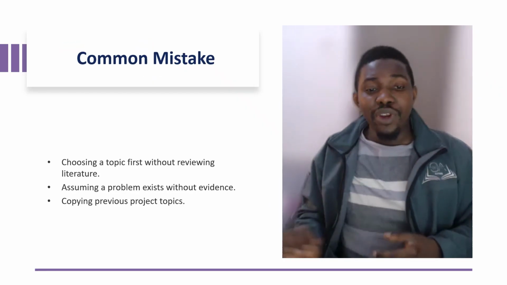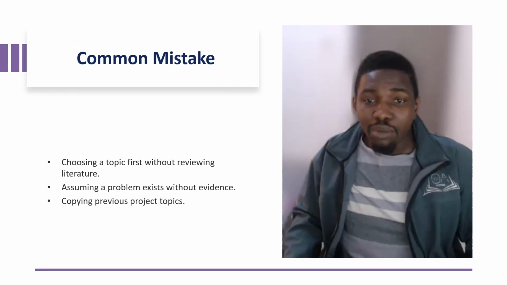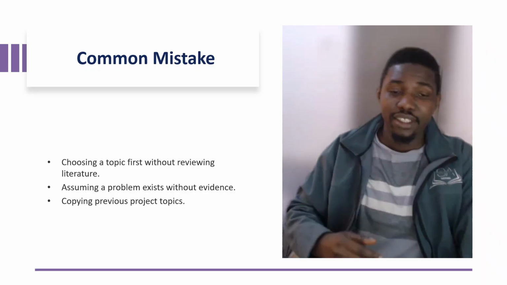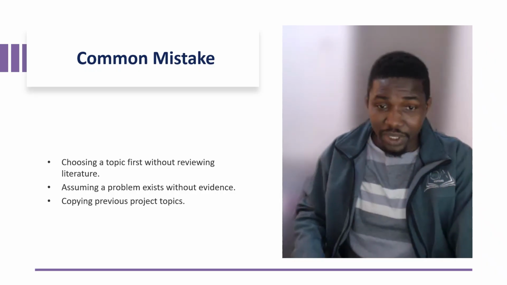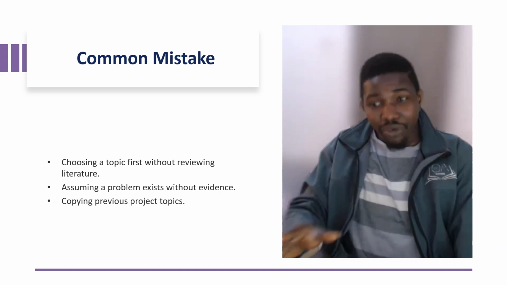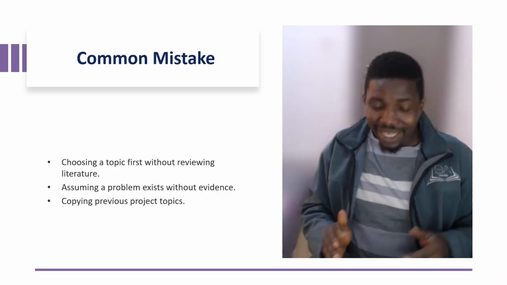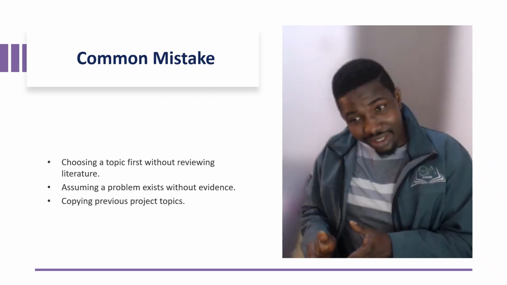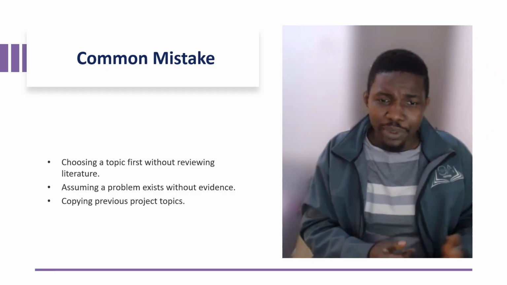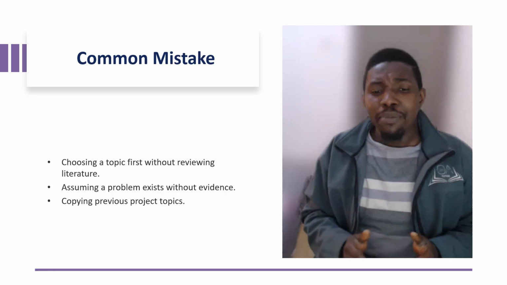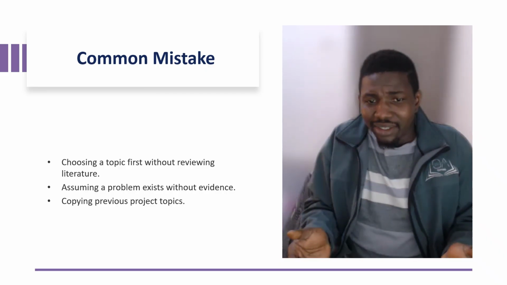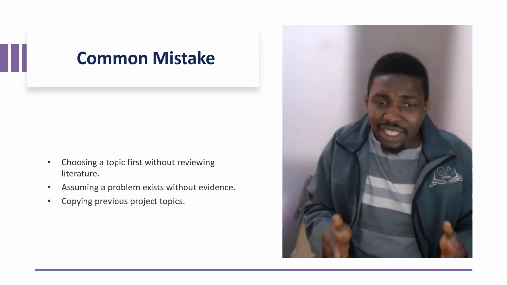So now, moving on, there are some common mistakes that undergraduate students make, and you need to avoid these. Choosing a topic first is a big error. Picking a topic before reading, you haven't identified a gap. So what's the basis of your topic? Assuming a problem exists without evidence, that's what it means. So you need to ensure that you don't make this mistake.